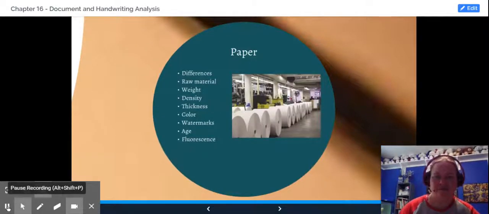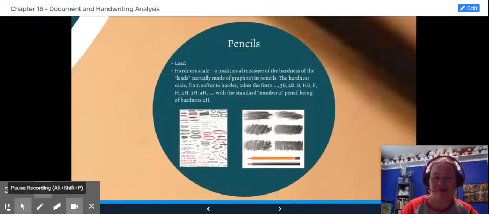All right, paper. How do you look at paper? Most people think, hey, it's just paper, but you look at the raw material, the weight, density, thickness, color, watermarks, age, and whether it fluoresces. That can be unique among different types of paper. If you look at newspaper versus printer paper versus cardstock, you can see that there are different types of paper.